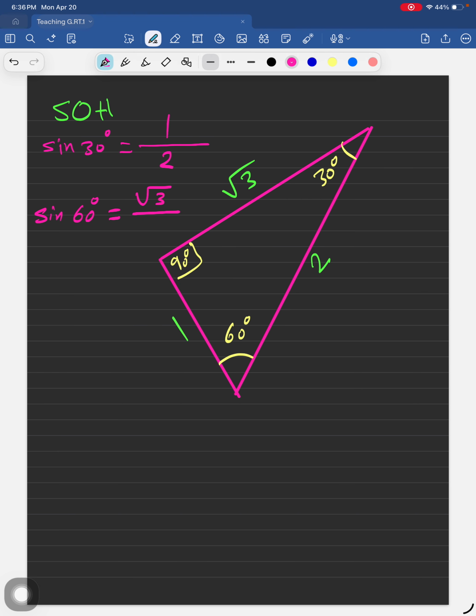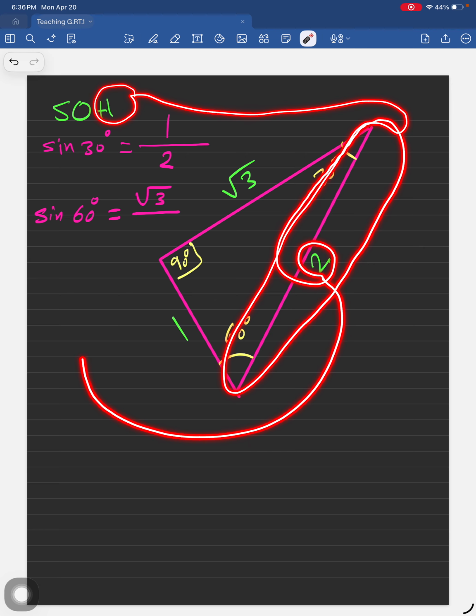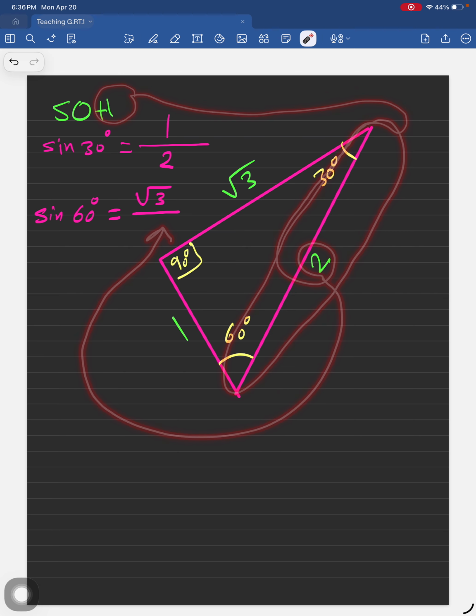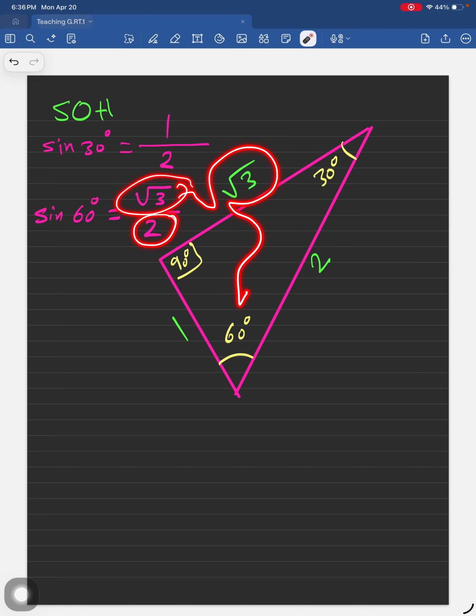Then you can take the H, which is the hypotenuse. Here is the hypotenuse, which is the largest side, which is 2. Now you need to take the 2 here in the denominator and write it down. So in this case, the sine of 60 is equal to the square root of 3 divided by 2. The square root of 3 is the opposite of 60, and the 2 is the hypotenuse in this triangle.